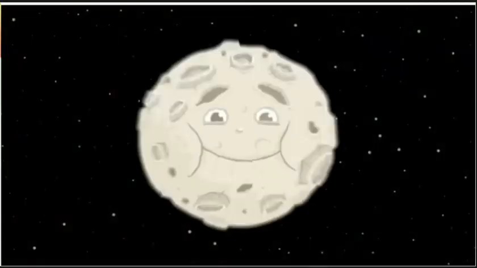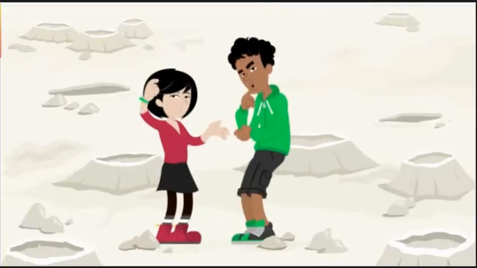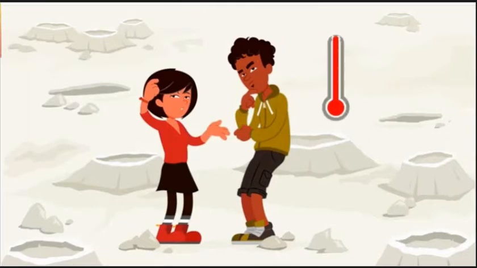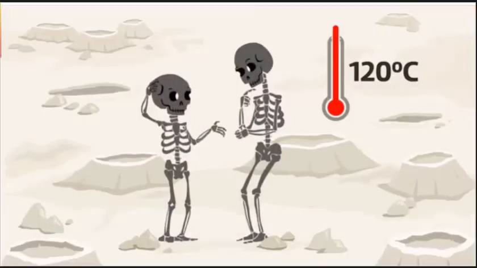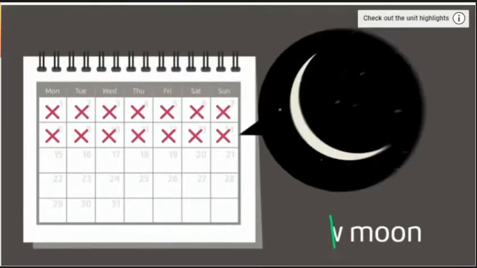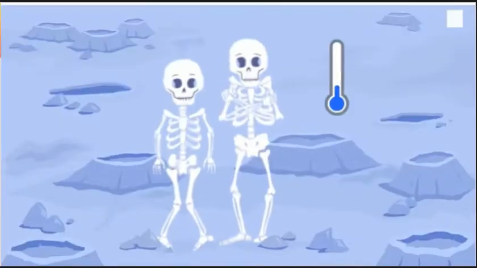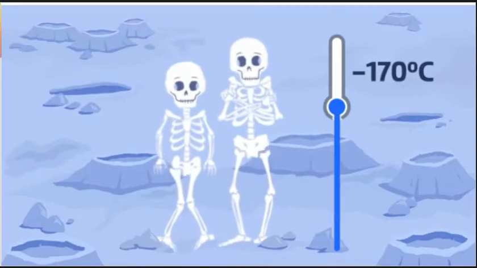When you see a beautiful, full moon, do you ever imagine what it'd be like to be up there, standing on its surface? Well, for one thing, hot. About 120 degrees Celsius hot. But 14 days later, at new moon, you'd be in the middle of the long lunar night, and the temperature would have plummeted to around minus 170 degrees.